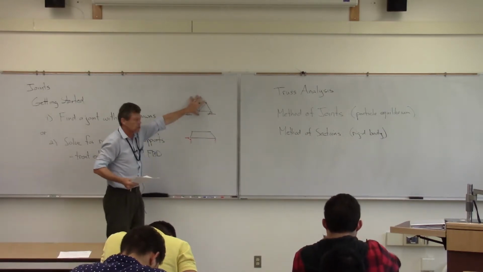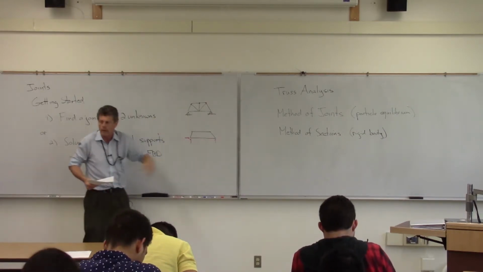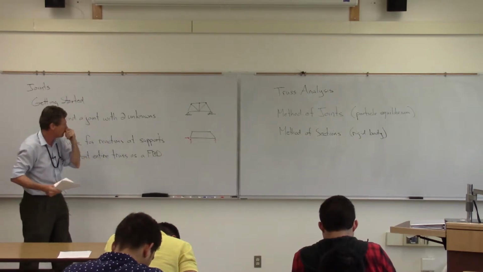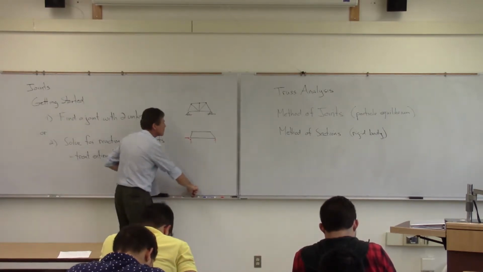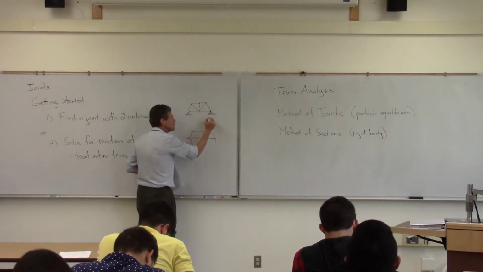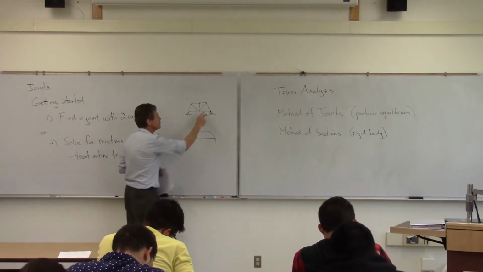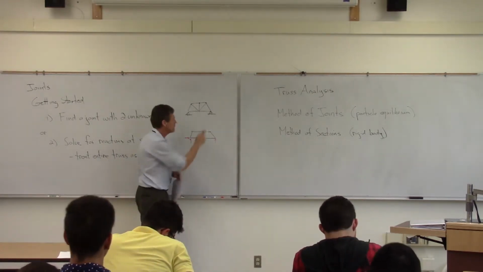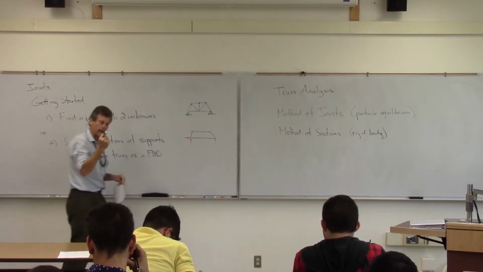But again, this truss is a rigid body. What I'm going to be able to do is simply solve for the forces. And note that if I solve for the vertical force here, all of a sudden I have a joint here that has two unknowns. Then I can get started.